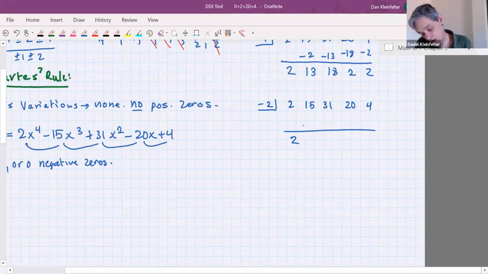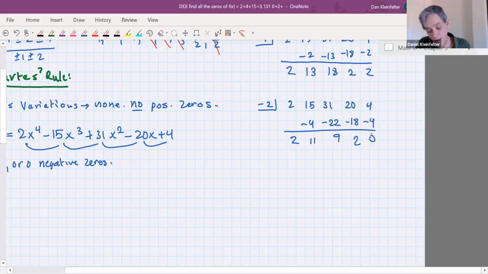Okay, so we'll have negative 4, there's 11, there's negative 22. 31 minus 22 is 9. Negative 2 times 9 is negative 18. That's looking a little better. We've got 2. Yeah, we finally got one. Okay, so one of our zeros turned out to be negative 2.